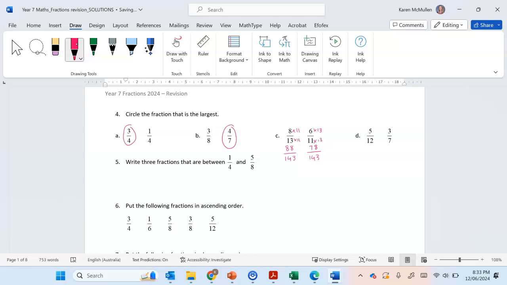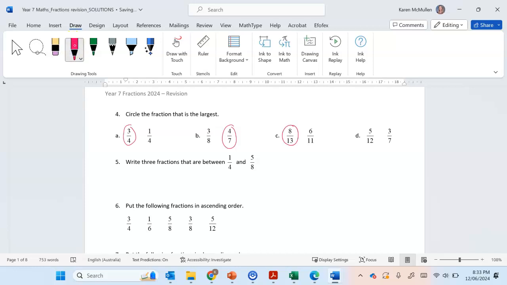So 88/143 is bigger than 78/143. And you can see multiplying those denominators does make that comparison a bit easier, but you can also think about where they fit on a number line like I did before. I was doing those multiplications in my head. You will have your multiplication table, which makes it a little bit easier.